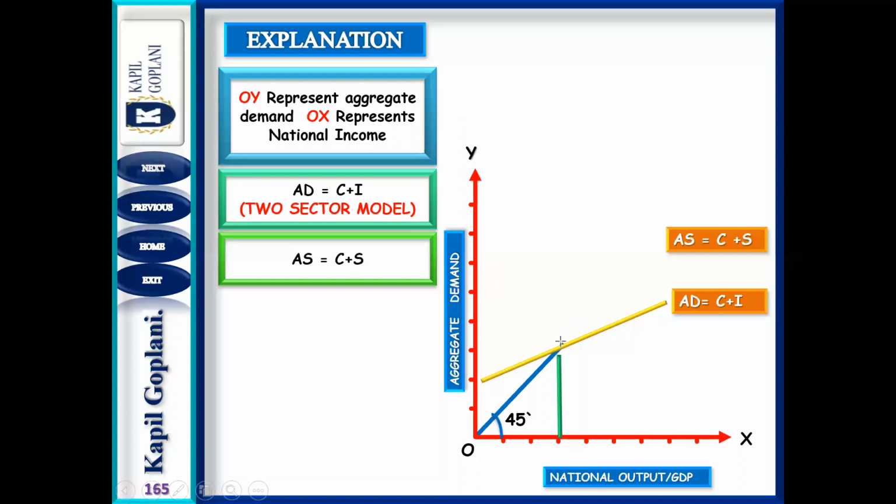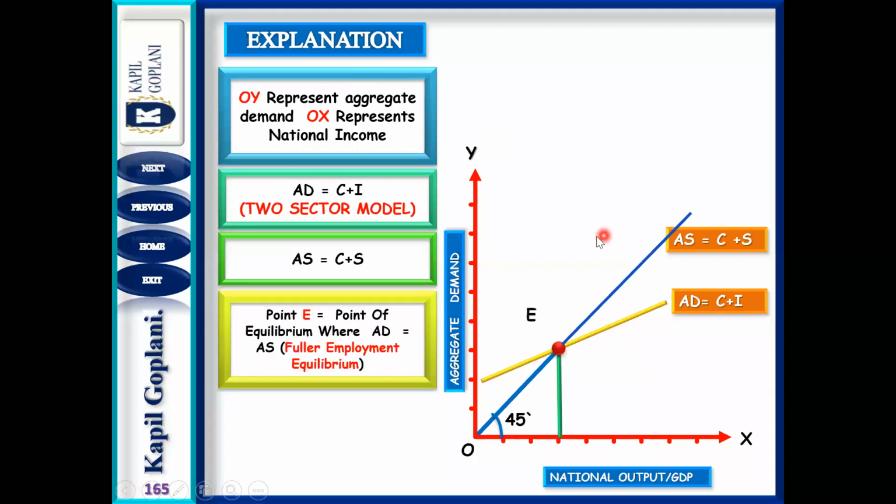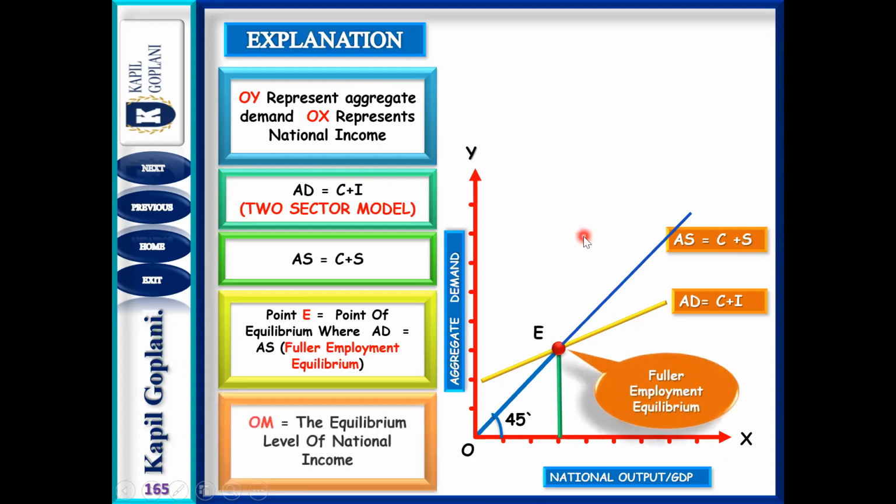Extending the AS, this is your particularly AS graph. So this is aggregate supply. Okay, students, that is aggregate supply, that is equals to C plus S. Now AD is equals to C plus I, where they are intersecting, that is the point of equilibrium, point E. Okay, where it is full employment equilibrium. But as I already told you, inflation is always above the full employment equilibrium.